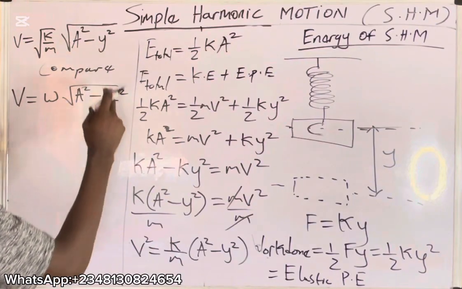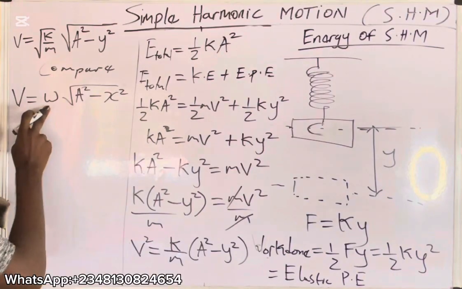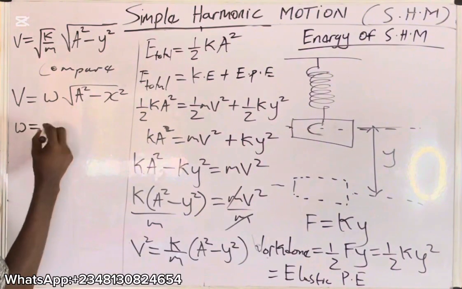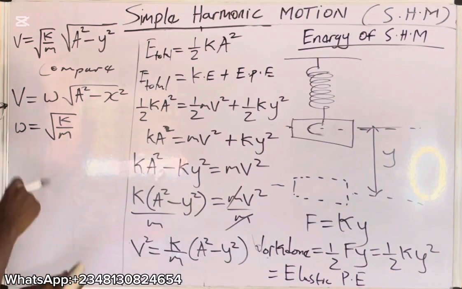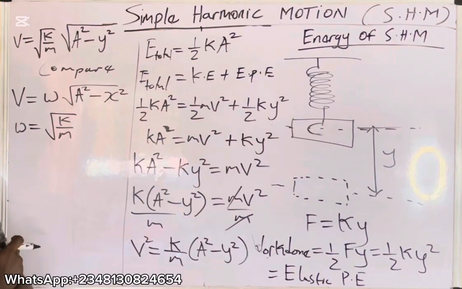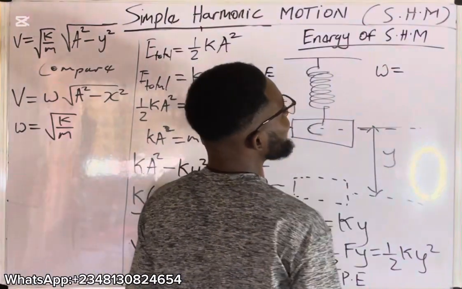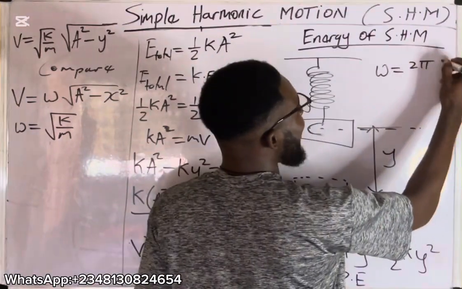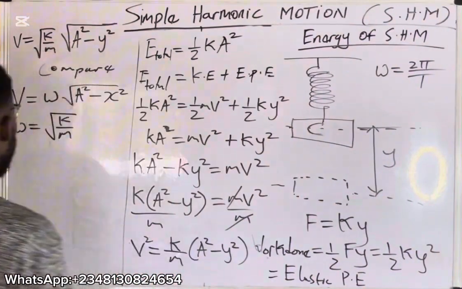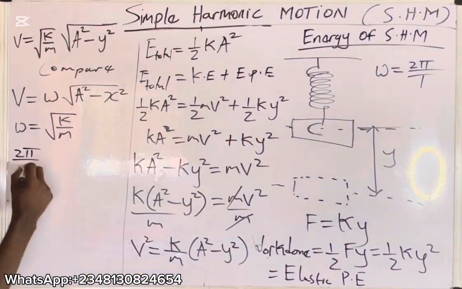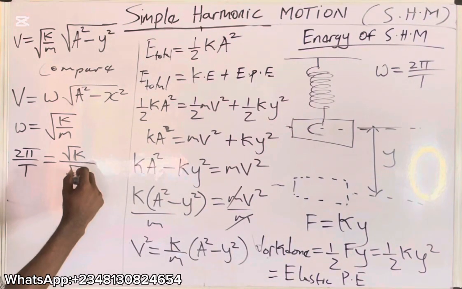Right here, this is displacement, and this is also displacement. So therefore, I can say that the angular speed omega is equal to the square root of K over M. And what is omega? Omega, the angular speed, is equal to 2 pi over the period. So 2 pi over period equals the square root of K over M.